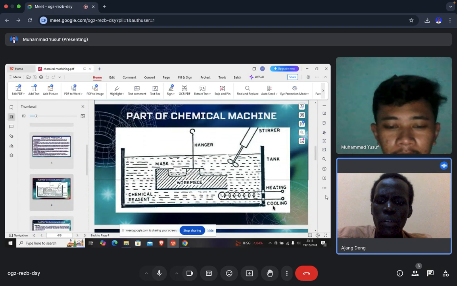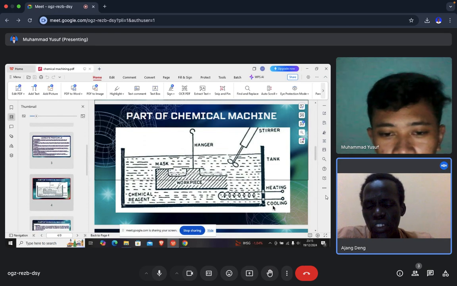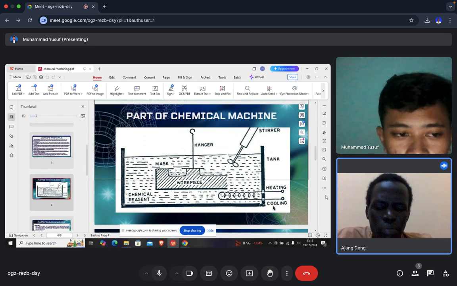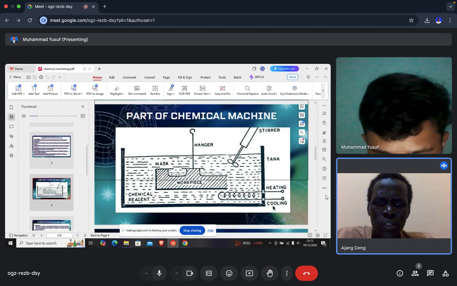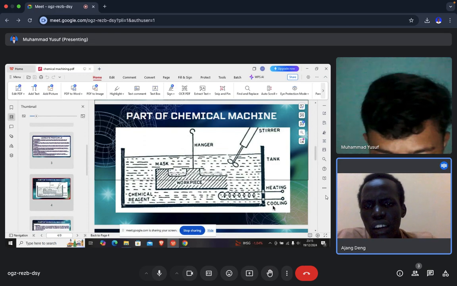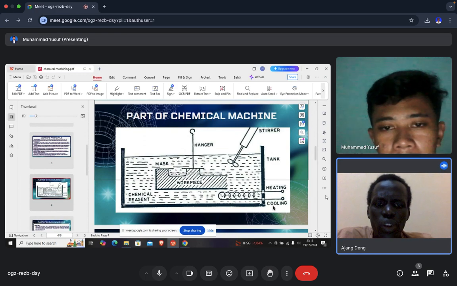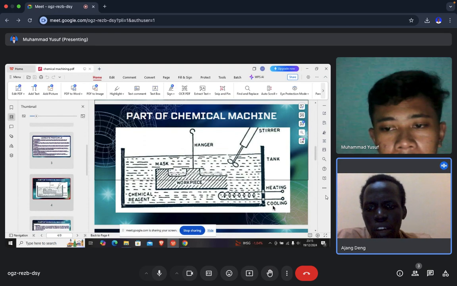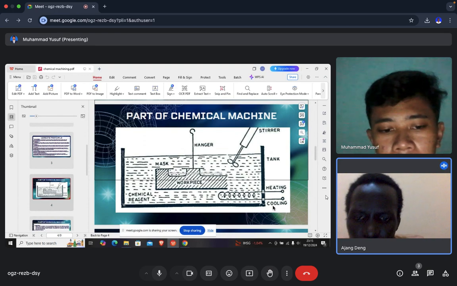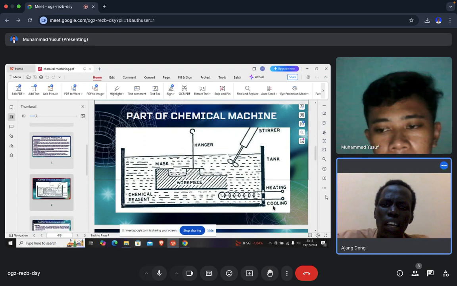So that was a little bit about the working principles and the steps that we need to put in place before and after a reaction. So this is the layout of how the reaction works. We have the tank, we have the heating, we have cooling, we have the chemical reagent, we have the workpiece and the mask, and then the hanger.